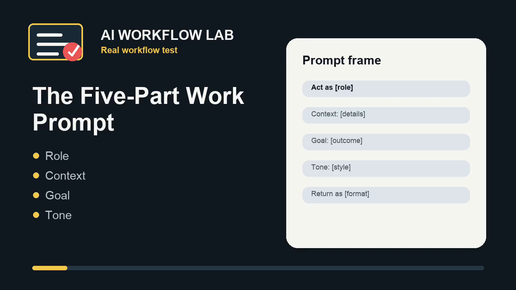The prompt structure is simple: role, context, goal, tone, and format. Role tells ChatGPT what kind of helper to become. Context tells it what is actually happening. Goal tells it what success looks like. Tone keeps the writing human. Format gives you something you can use right away.